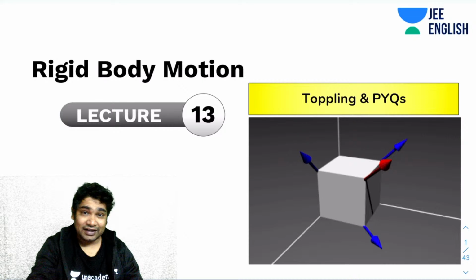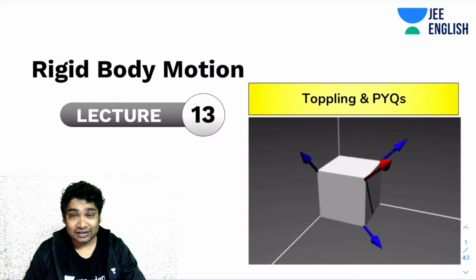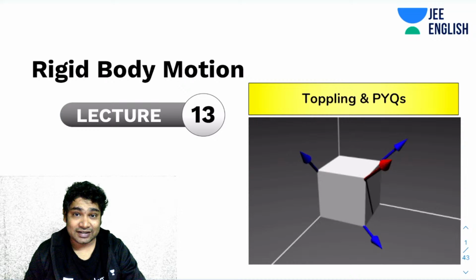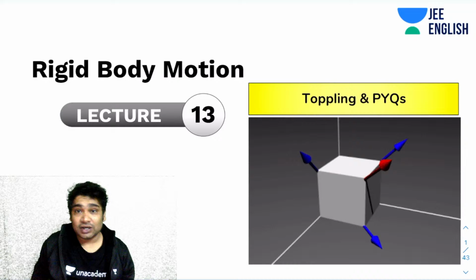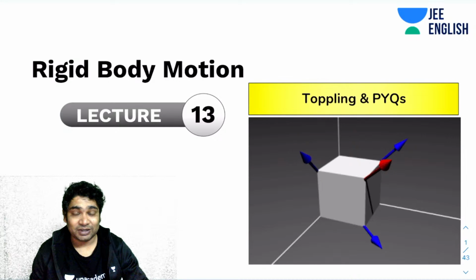So on that note, we have this series, which I host for class 11 students. The topic that we are discussing today is rigid body motion, and today we'll be talking about toppling and some previous year questions. This is lecture number 13.